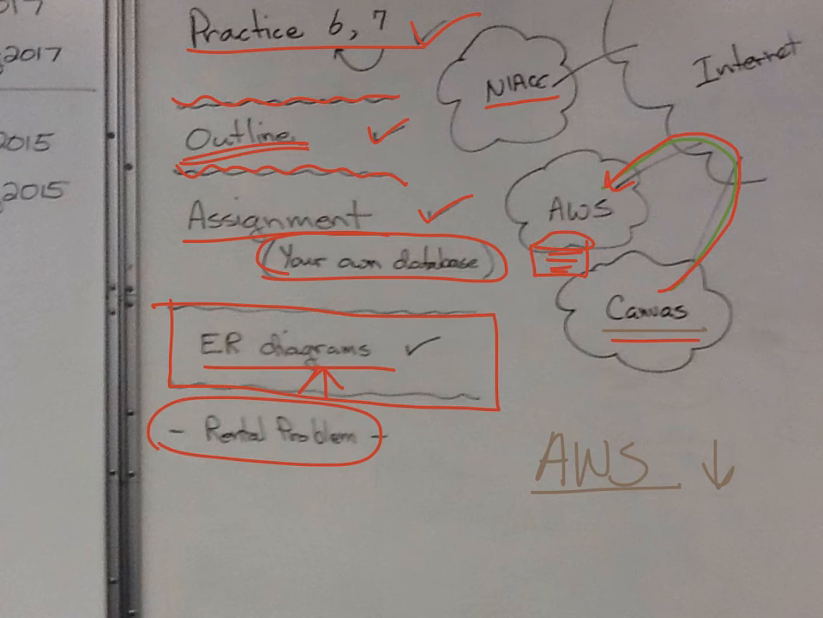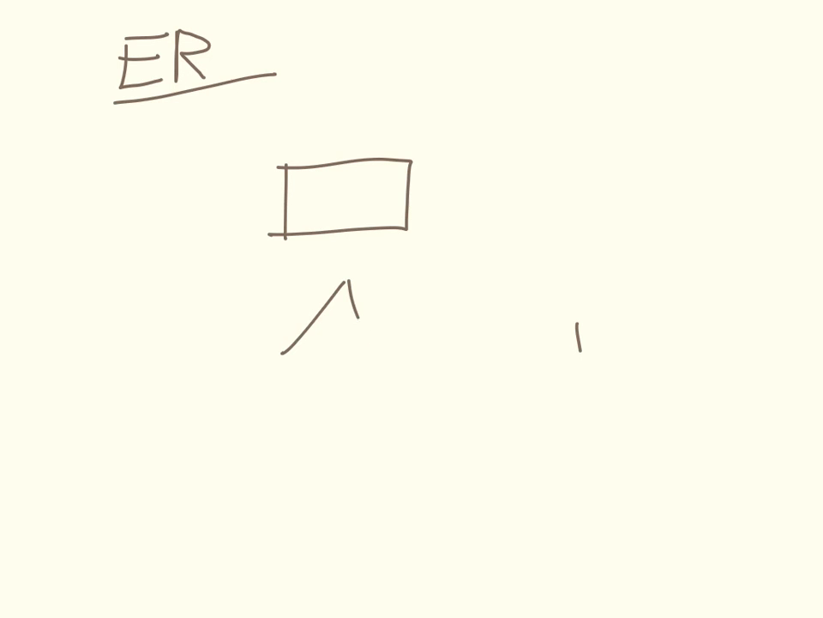Alright. So our next step is to start to understand entity relationship diagrams. And we already started talking about that. Entities and relationships. We talked about the attributes to the entities and so forth. Alright.